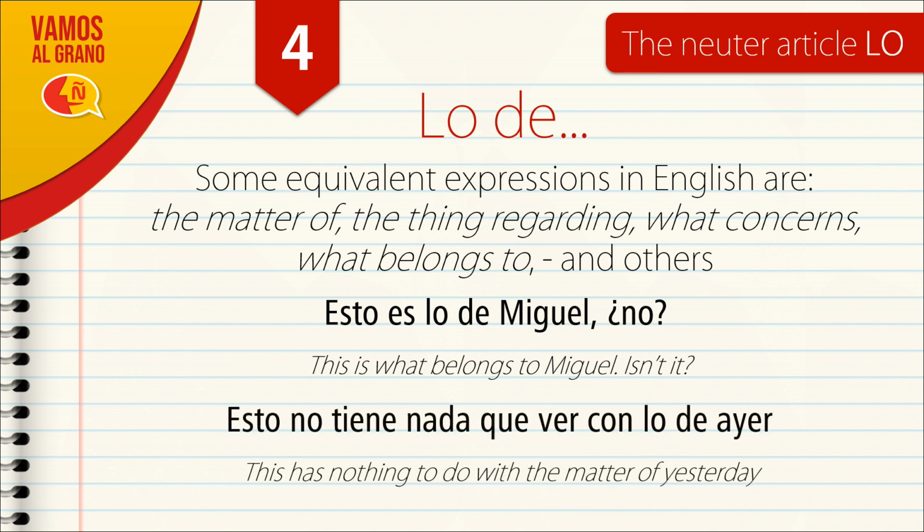Another example, esto no tiene nada que ver con lo de ayer. This has nothing to do with the matter of yesterday or with what happened yesterday or the thing regarding yesterday, okay? So all these equivalent expressions in English that refer to something that it is already inferred in the sentence.